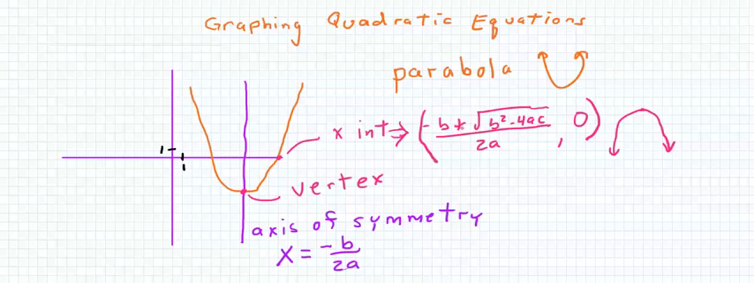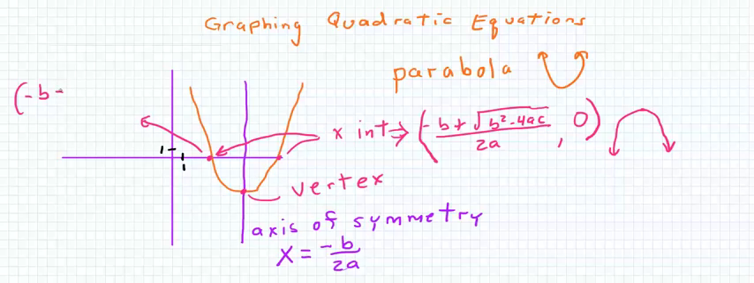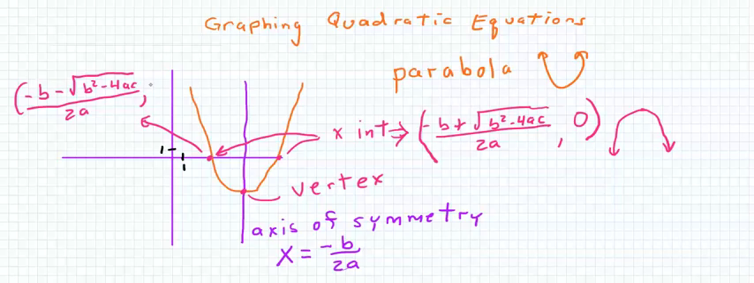It's just plus. This point here is also an x-intercept, but it is the opposite of b minus the square root of b squared minus 4ac all over 2a and 0.